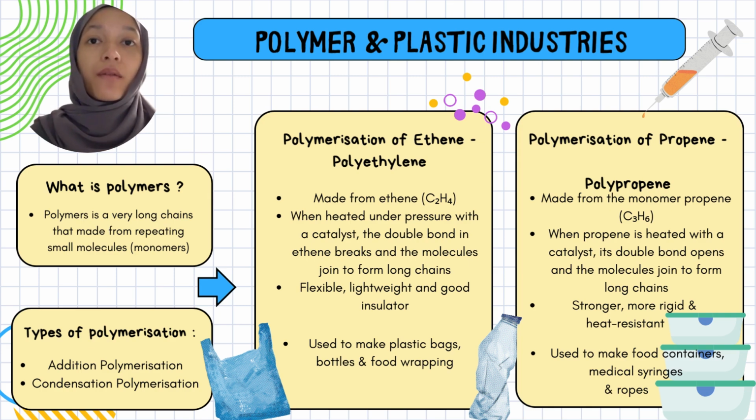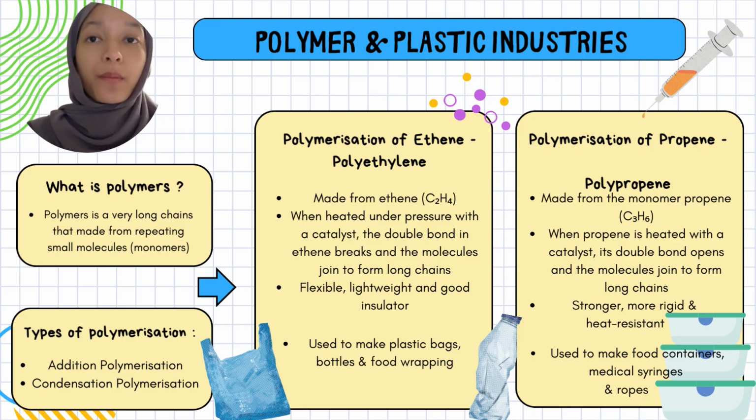Polyethylene is made from the monomer ethene. Under heat and pressure, the double bond in ethene opens and many ethene molecules link to form polyethylene. This material is used to make plastic bags, bottles, and food wrapping.